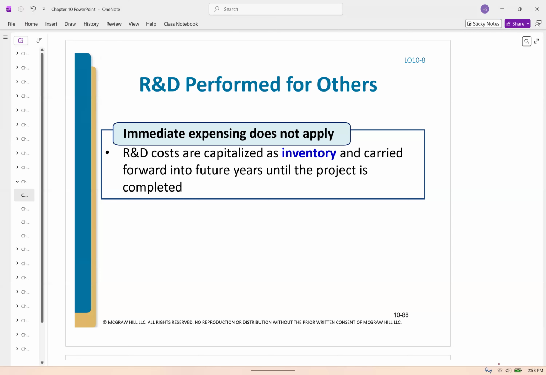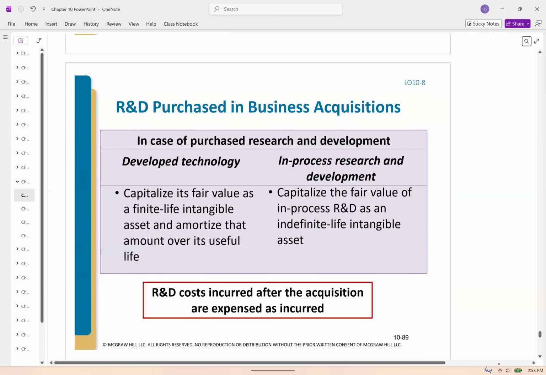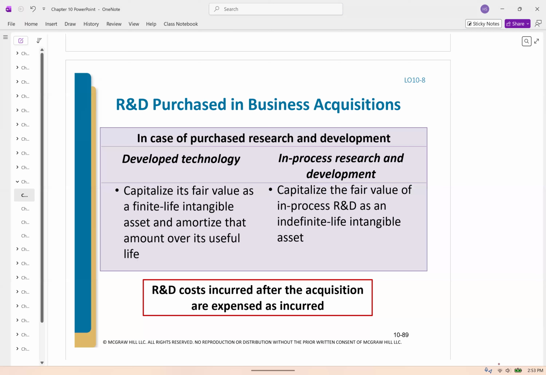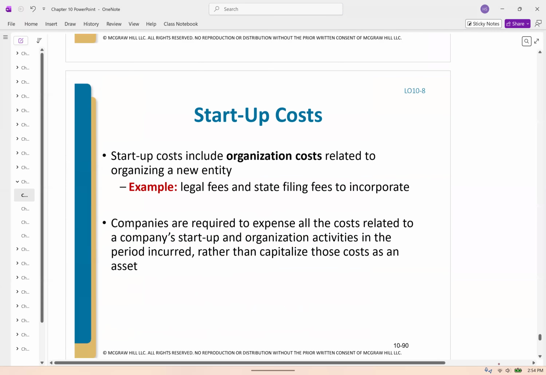All right. R&D could be purchased in a business acquisition, and you'll find this a lot of times. Businesses will want to acquire other businesses just because of their technology. They may have developed some in-house technology that is really awesome, and they're going to acquire the whole company so they can get their hands on that technology. That's where goodwill comes up. Okay. Now, we're going to talk about startup costs.